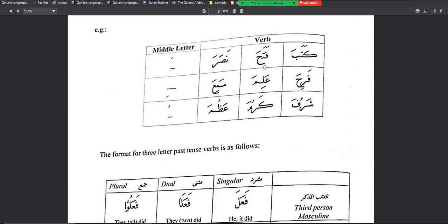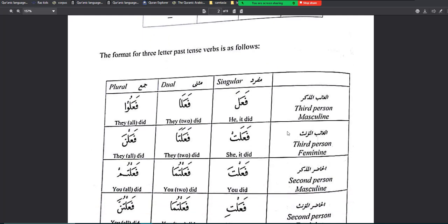These are the examples for the middle letter having a fatha. Kataba, fataha, nasara. Kataba is he wrote, fataha is he opened, nasara is he helped. And the middle letter having a kasra is fariha, alima, or sami'a. Middle letter having a dhamma is karuma, aduma, or sharufa.